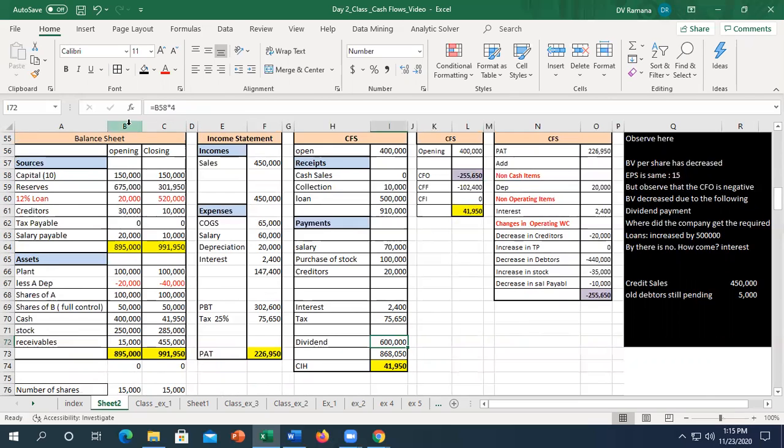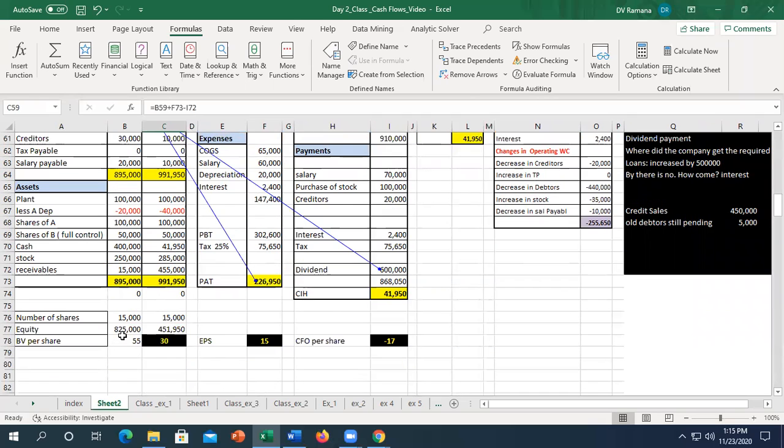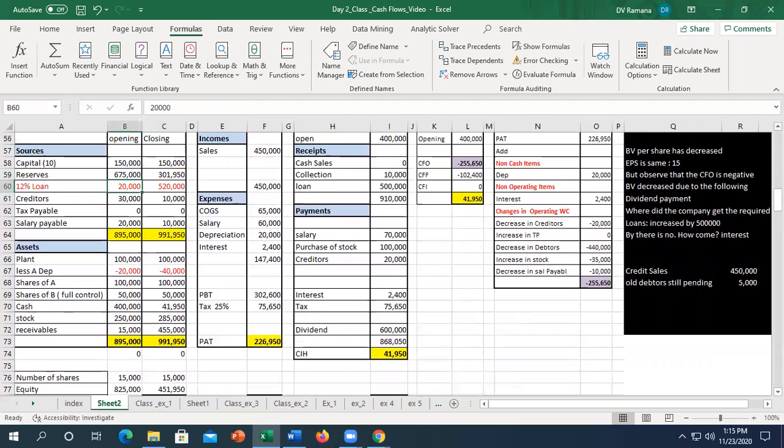Observe how much dividend we paid. We paid dividend of 600,000. The investment of the shareholder is actual investment. The initial investment is 150,000. So in 1 year, the dividend that has been paid is 4 times the capital of the company. Therefore it's necessary to observe why the book value has come down. The book value has come down because the dividend has been distributed. The dividend distribution has happened by raising money through the loans. And observe that loans have increased. The loan has increased from 20,000 to 520,000.